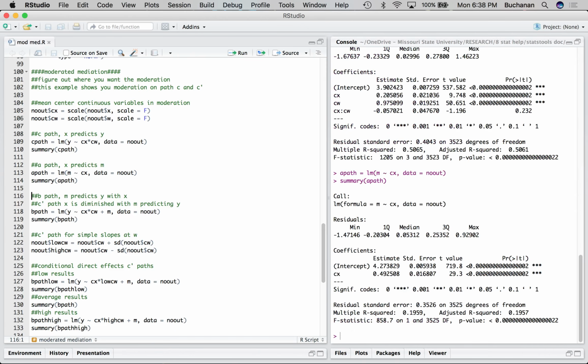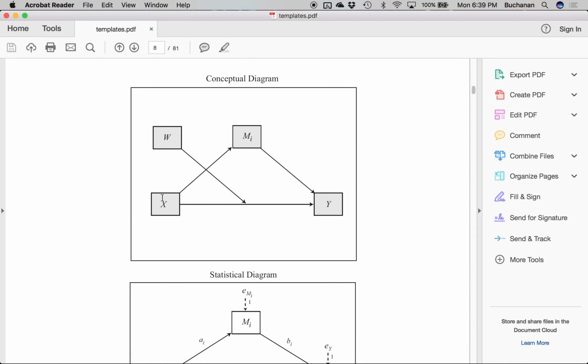So I'm going to look at A here, and I need X to predict M. This is the same example that I gave in the previous video, so clearly X predicts M, which implies that it does have a path from X to M. Now let's see if there's a path from M to Y, which is going to give us the B path. At the same time, we're going to include X. And because I'm including X, I am also including my W, because I'm really interested in this interaction of X and W predicting Y.